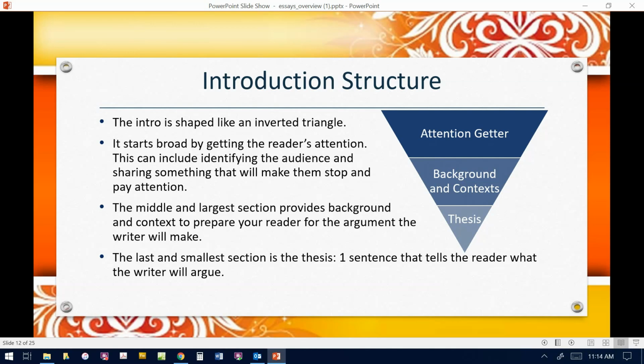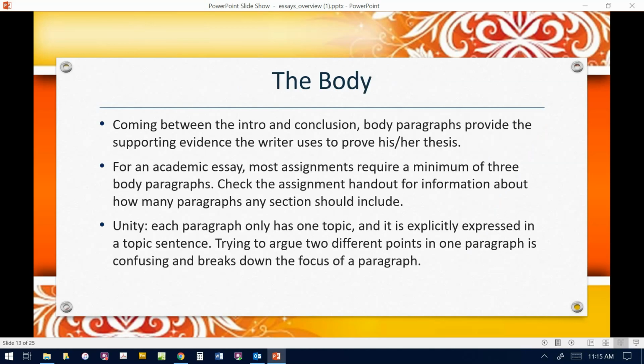We might need to define terms. We might need to give them some dates. We might need to set a limit. Since 2011 or something like that, so that they know we're not talking about anything that happened before 2011, just since 2011, right? That's what I mean by context. And then ultimately, we reach that most narrow part of our introduction, which is our thesis statement. It's always the last sentence of our introduction.